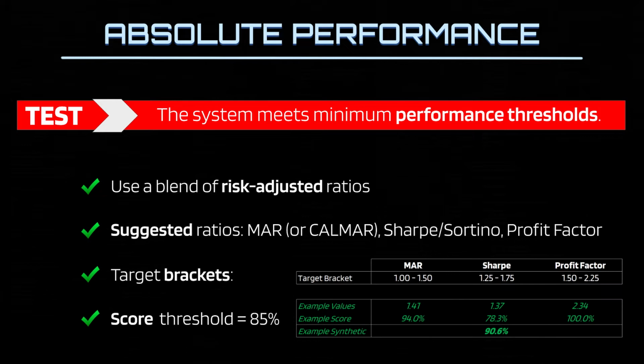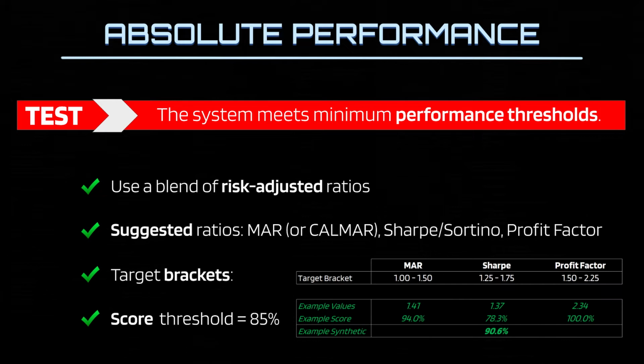To compute that synthetic score, what you need to do is take the upper values of these brackets, check what your system scores as a percentage of each one, and divide it by the number of ratios that you use. Let's take a numerical example with a backtest of the April 2020 version of Portfolio Trader Pro. Here we get a MAR of 1.41, a Sharpe of 1.37, and a profit factor of 2.34.